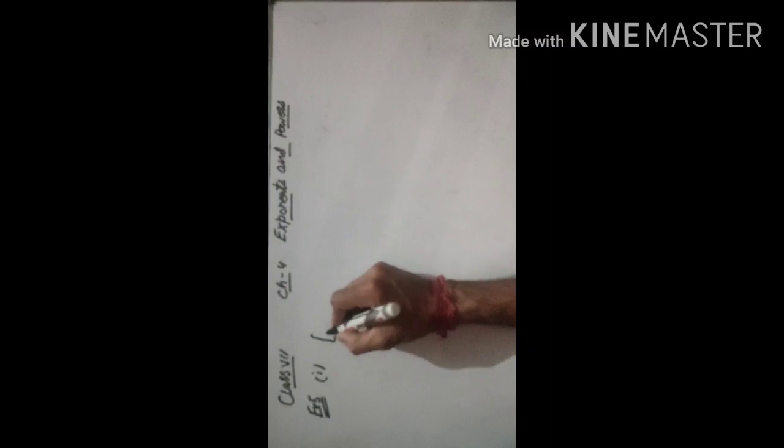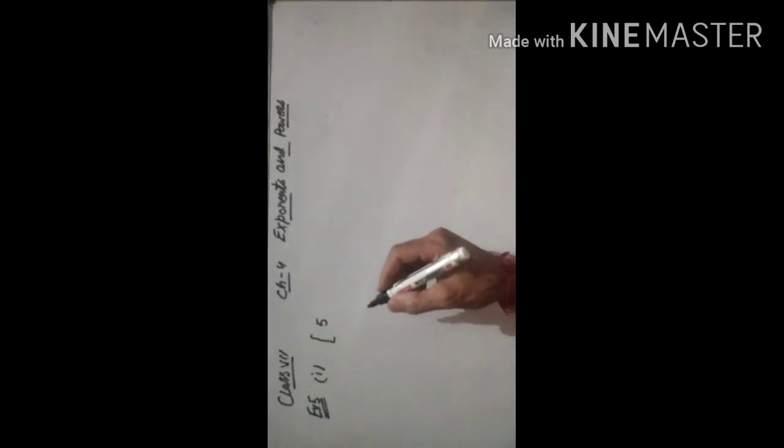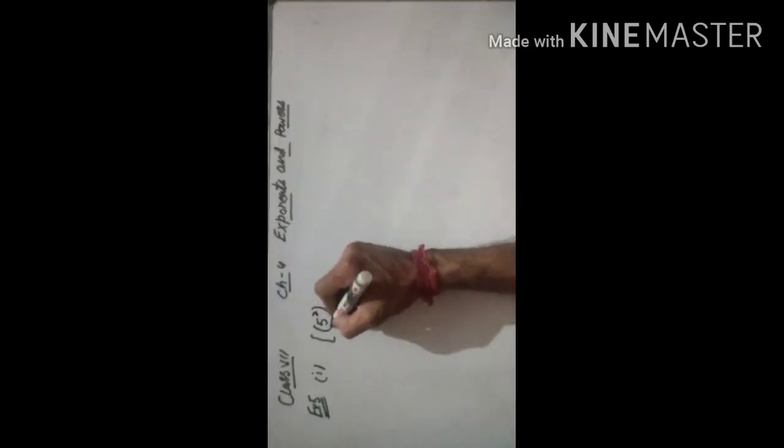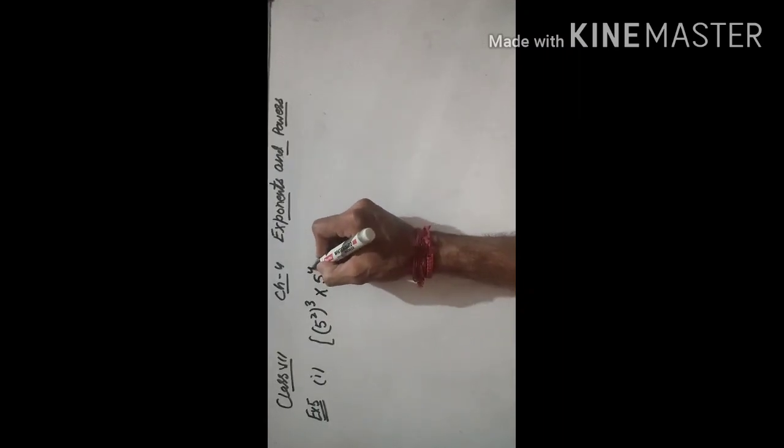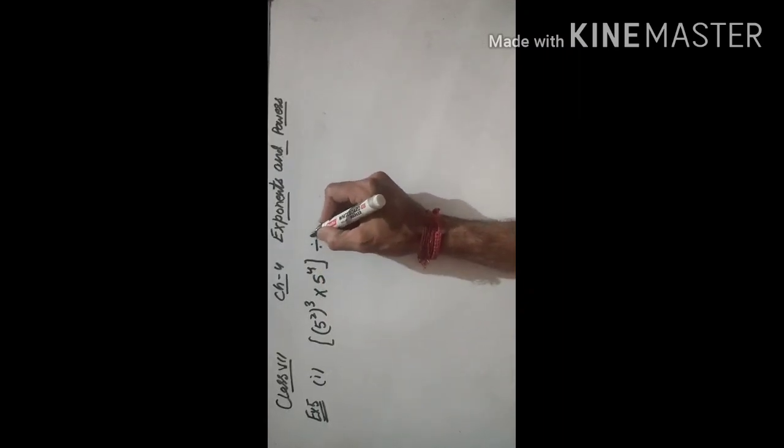Now, example number 5. First part is (5 to the power 2) to the power 3 into 5 to the power 4 divided by 5 to the power 7.